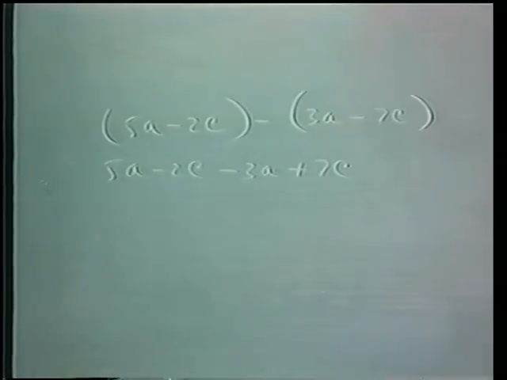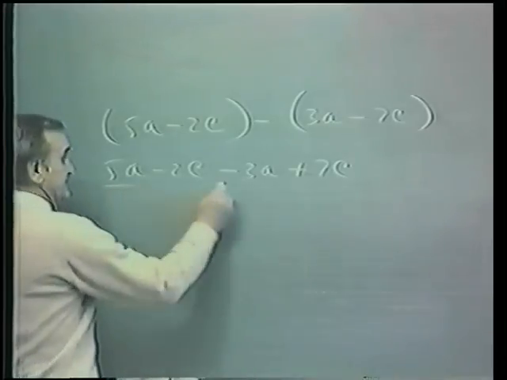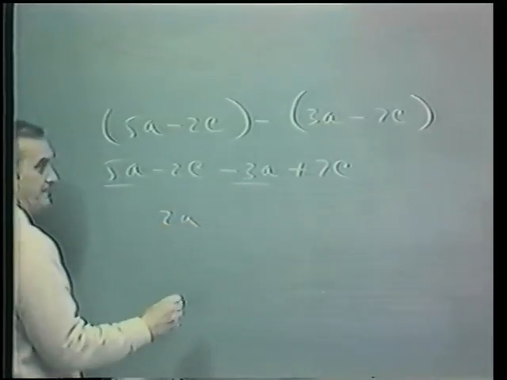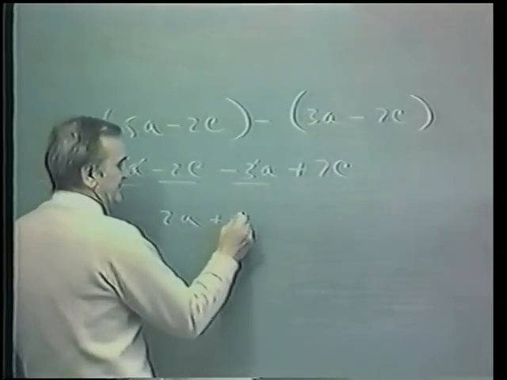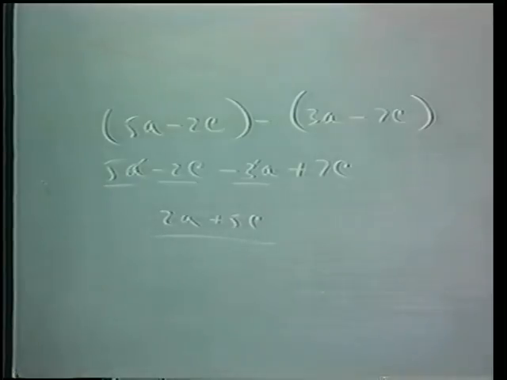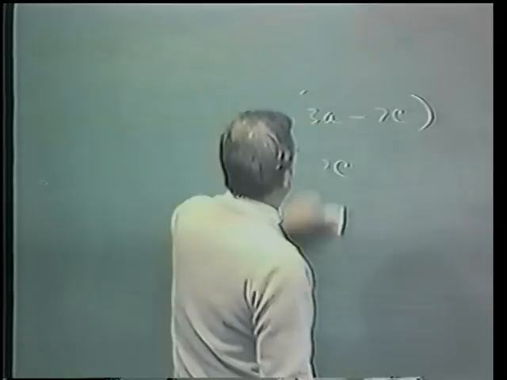Good. We're now going to go through and combine those terms that have the same label. We have a positive 5 and a negative 3 a's. That gives us a positive 2a. Our c's, we have a negative 2 and a positive 7. That's a positive 5c. And there it is. Nice, simple. Try one more of these easy ones before we move on to something a little bit more difficult. Make sure you have this.